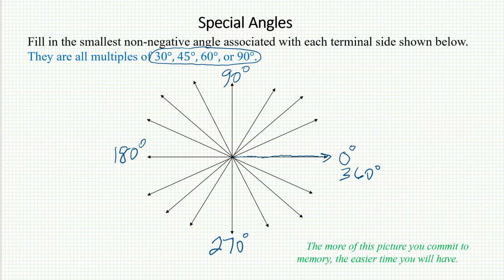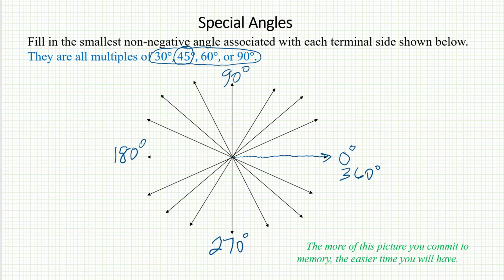The angles we've written down so far are all quadrantal angles, and you want to be able to quickly see these numbers and picture their locations in standard position. Let's move on to 45 degrees. 45 is pretty easy because it's half of 90, so that's an easy one to spot.